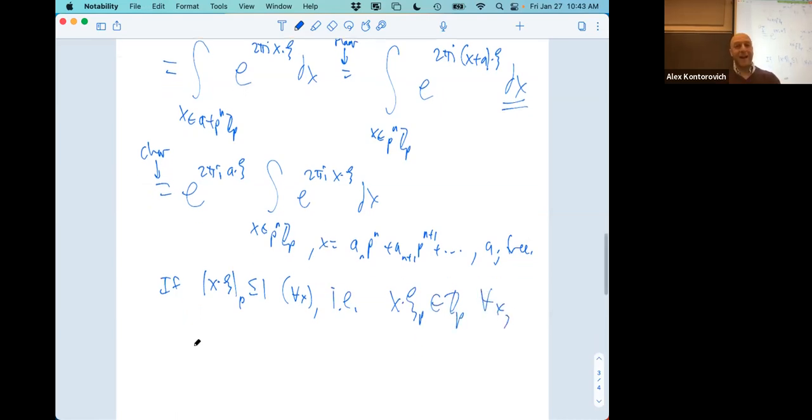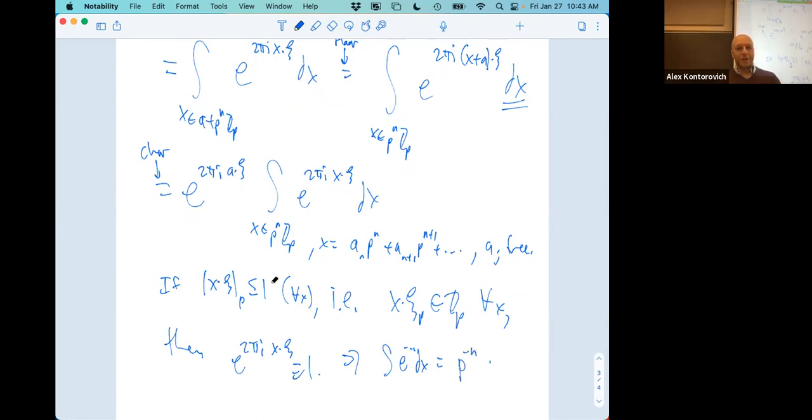Then e to the 2 pi i x dot c is identically 1. And in that case this integral, e to the yada yada, is the integral of 1, which is the measure of this set. What's the measure of this set? 1 over p to the minus n.